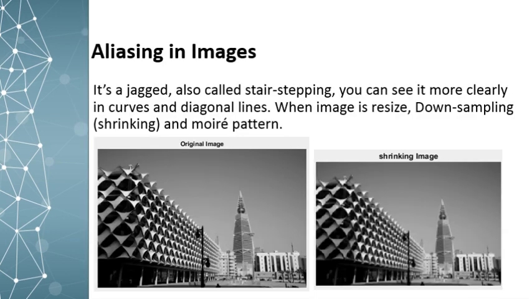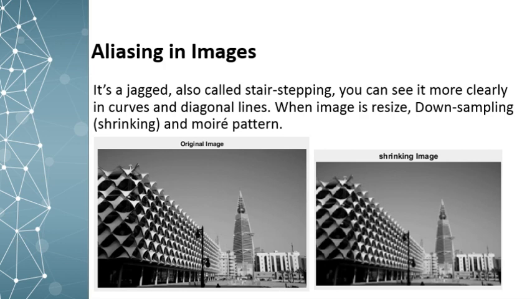Aliasing in the image is jagged, also called stair-stepping. You can see it more clearly in curves and diagonal lines, when image is resizing, shrinking, and Moire pattern. That image here shows the King Fahd National Library and Al Faisaliya Tower in Riyadh. After I make a shrinking to the original image, I've got an aliasing distortion.